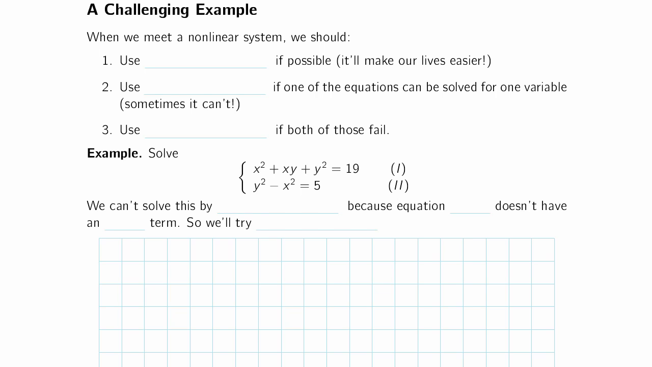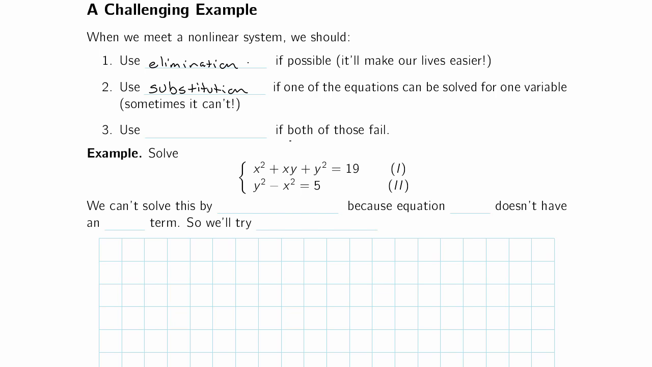When we meet a nonlinear system and we're trying to select a method, we should prefer to use elimination if we possibly can, because that's going to typically eliminate some nonlinear terms, which is going to make our lives easier. If we can't use elimination, we should try substitution, as long as we can actually solve for one of the variables. Sometimes we can't. And sometimes it's very messy to do it. For example, we might need to use the quadratic formula, and that doesn't sound like a lot of fun if there's other variables in the equation.